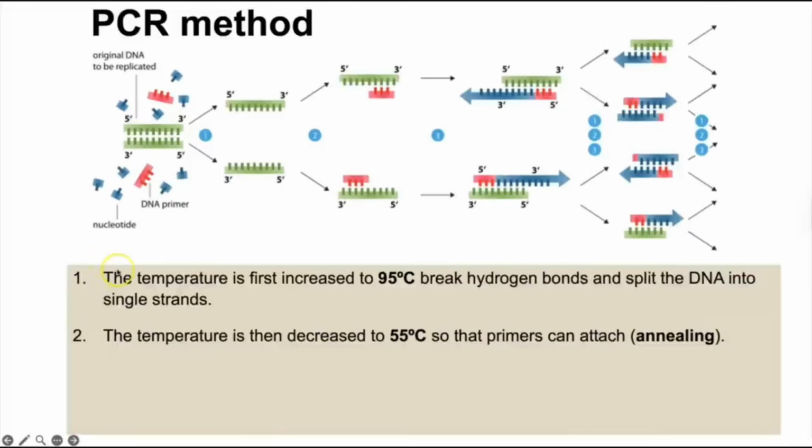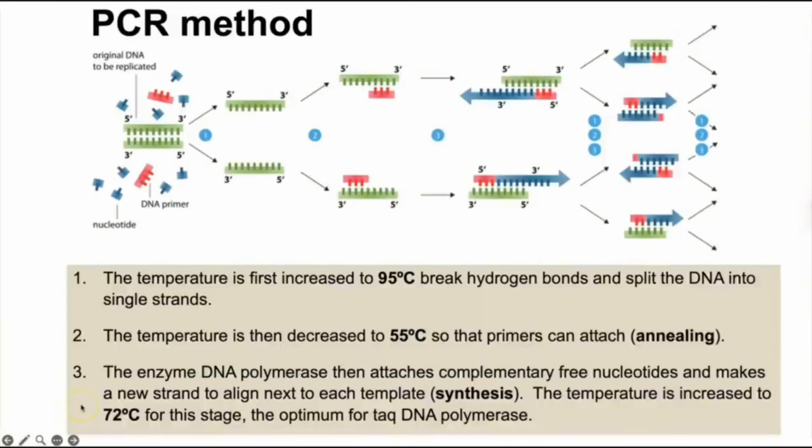And then the process is, initially the temperature is increased to 95 degrees C. Now this is done so that the DNA fragment that you've added is going to have the hydrogen bonds break and it separates into two single strands. Then we decrease the temperature to 55 degrees C. And we need to do that so that hydrogen bonds can form, because our DNA primer, which is that short sequence of DNA bases complementary to our sequence on our DNA fragment of interest, is going to be attracted and aligned, but we need the temperature to be dropped so that hydrogen bonds can form between those two.